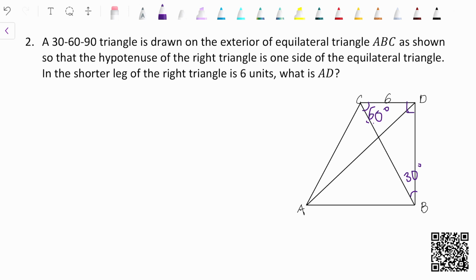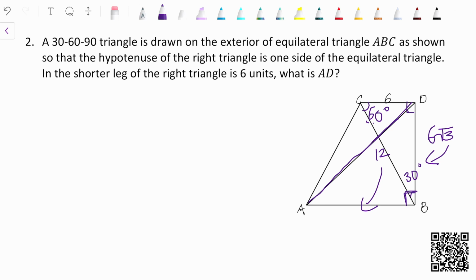If we know the formula for a 30, 60, 90 triangle, you know that if this side is 6, this side is 6 times the square root of 3, and this side is 6 times 2, which is 12. Using this, we can find one side of the equilateral triangle. Since the triangle is equilateral, this side is also equivalent to this side, and we can use the Pythagorean theorem again to solve for AD, since this is also a 90-degree triangle.